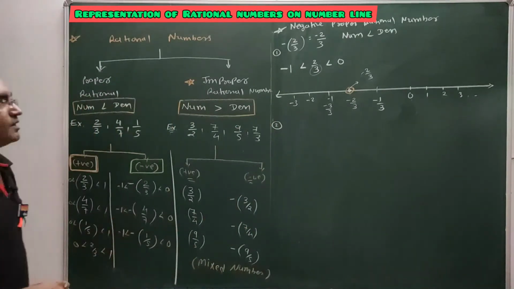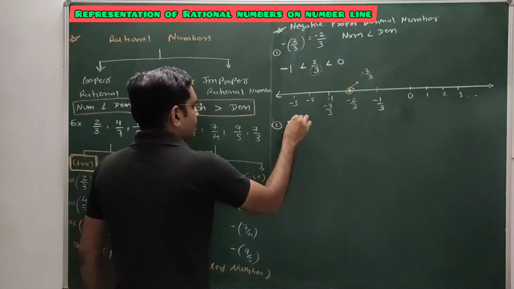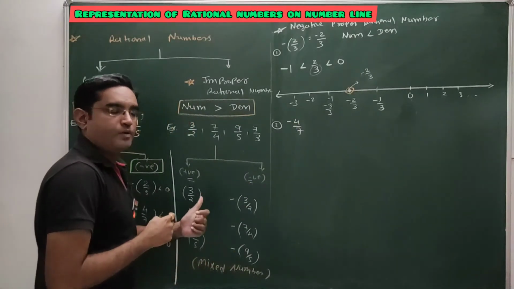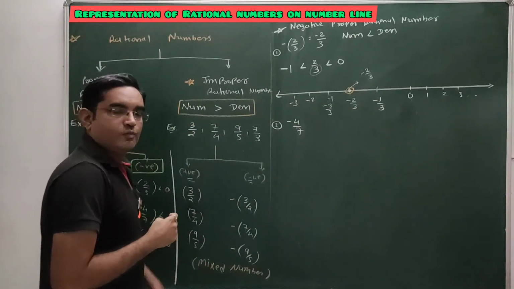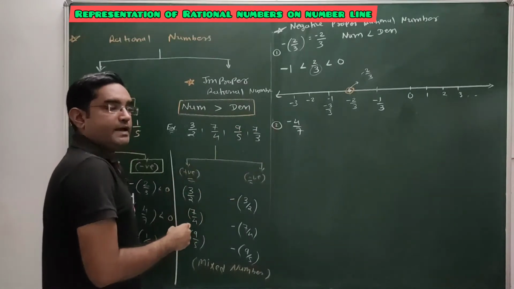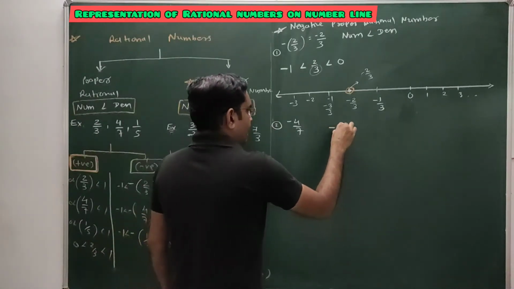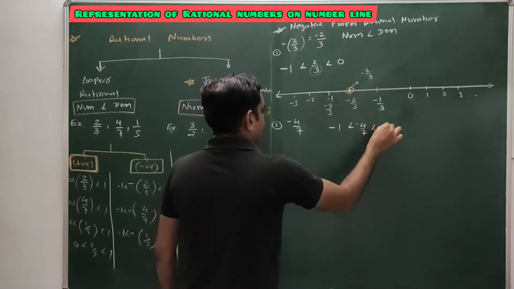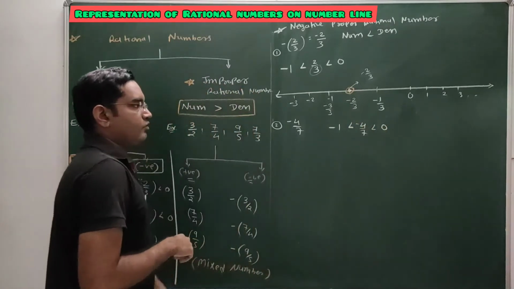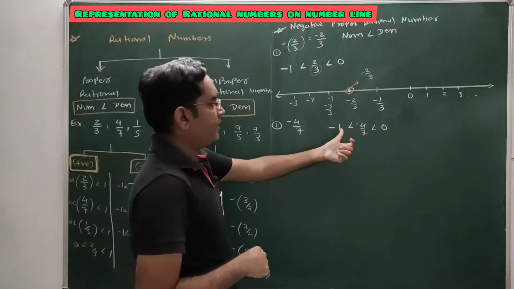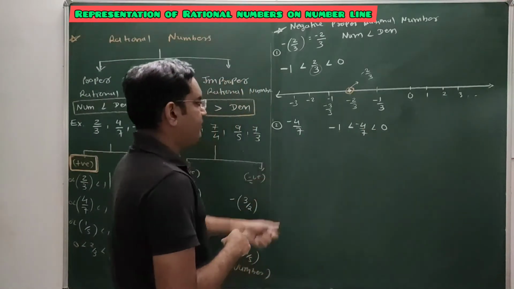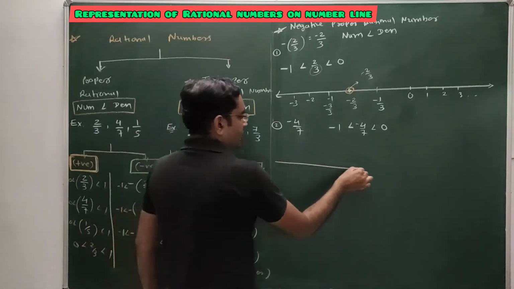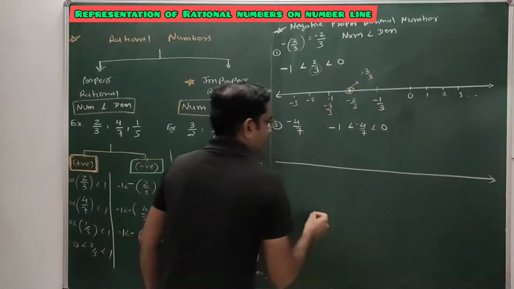Suppose -4/7 is given. Negative proper rational number -4/7. So it is negative and proper, here numerator is less than denominator, and this number is negative. It lies between which two numbers? -1 is less than -4/7, which is less than 0. So we have to extend our number line between -1 and 0 and divide that gap into 7 equal parts.